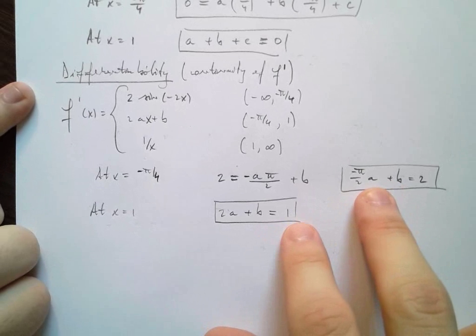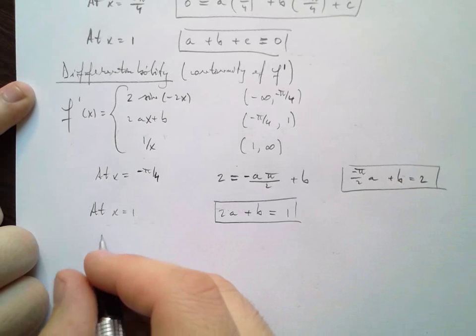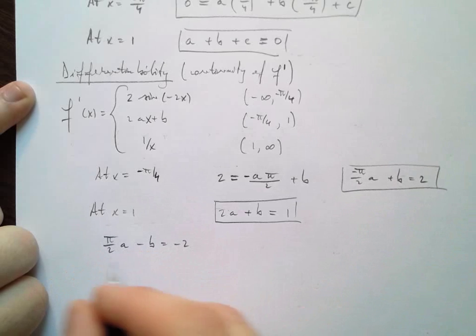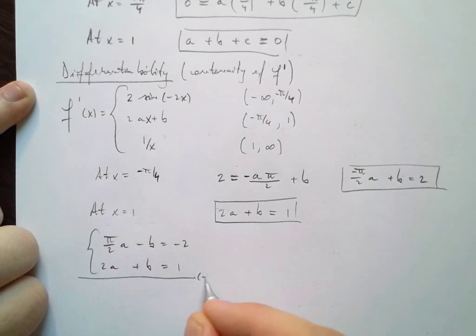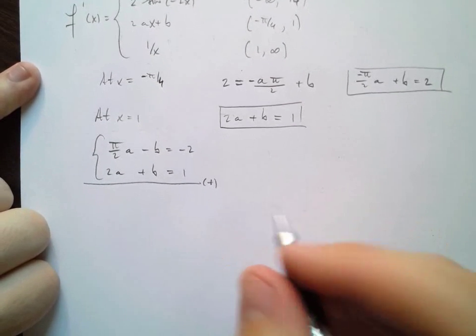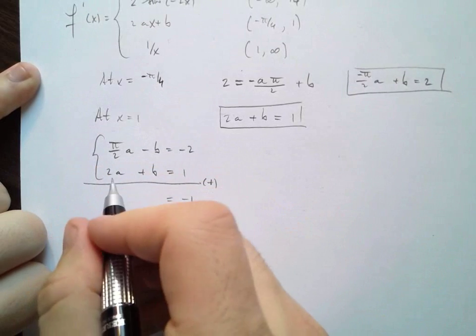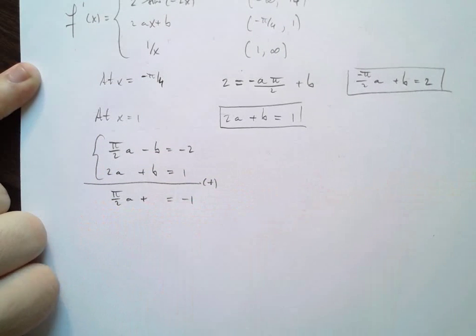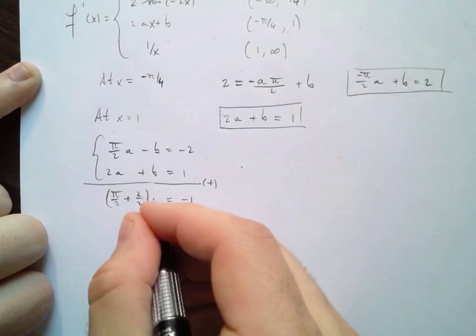Right, so let's multiply one of the equations by a minus sign. I'll multiply the top one so that I make this variable positive, and I'll write it one below the other. So I have pi over 2 a minus b equals negative 2, and I have 2a plus b. Let's add the two equations together and see what happens. The b's disappear, so I'm left with simply just pi over 2 plus 1, so plus 2 over 2, times a equal minus 1.